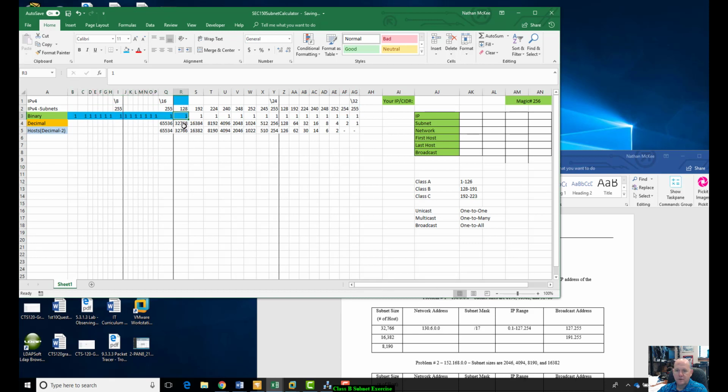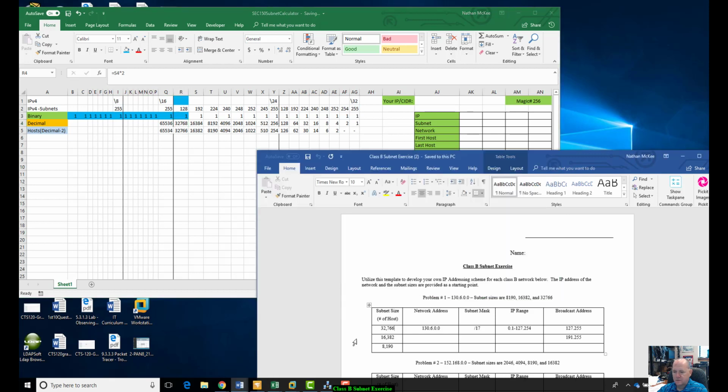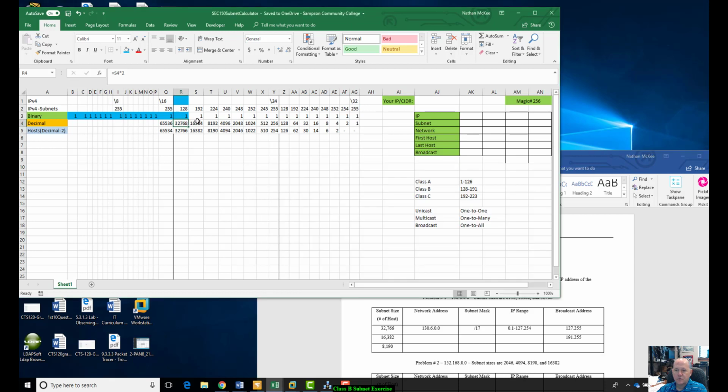If we look down, 32,768: 32,766 plus a network and a broadcast address. You can't use the network address because that identifies the network. You can't use the broadcast address because that's reserved to send out broadcast messages to everybody on the network. You can't use those as host addresses. So that's why it says number of hosts right here, 32,766. All of these can be used for host addresses.